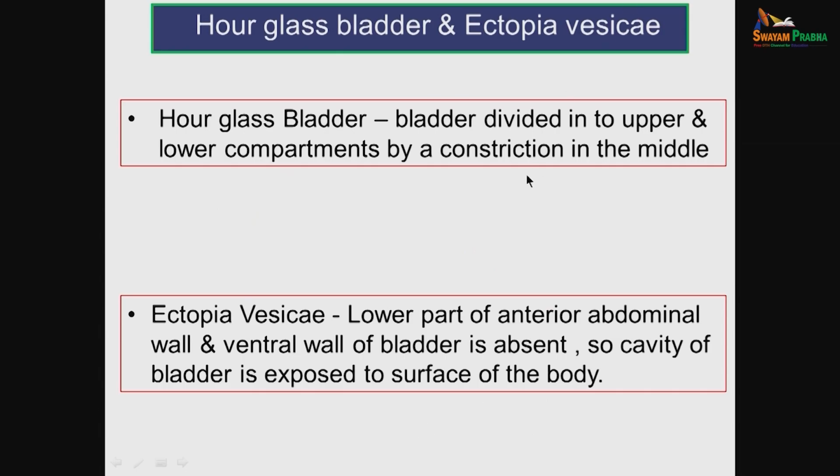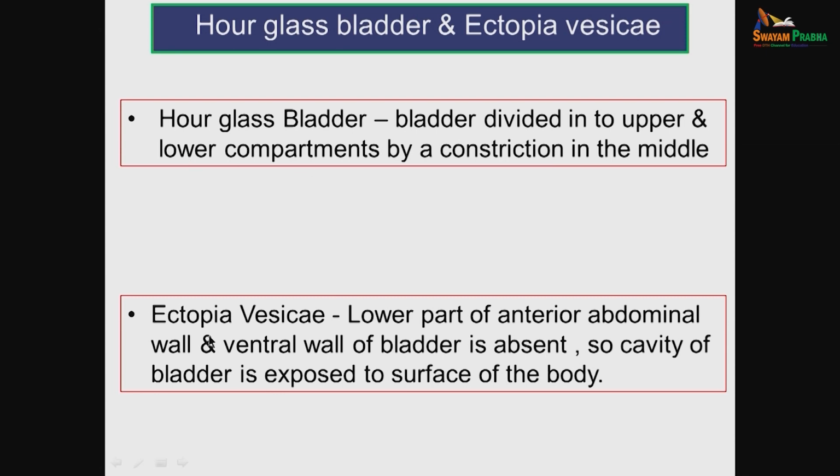There are two more conditions concerned with the development of bladder. Sometimes bladder can be in the form of an hourglass. It's called hourglass bladder. Sometimes it is divided into an upper and lower compartment if there is going to be a constriction in the middle. This is called hourglass bladder.